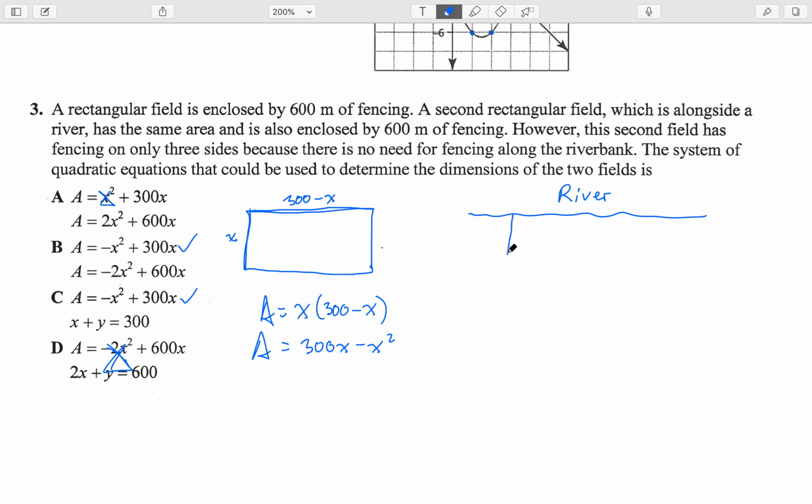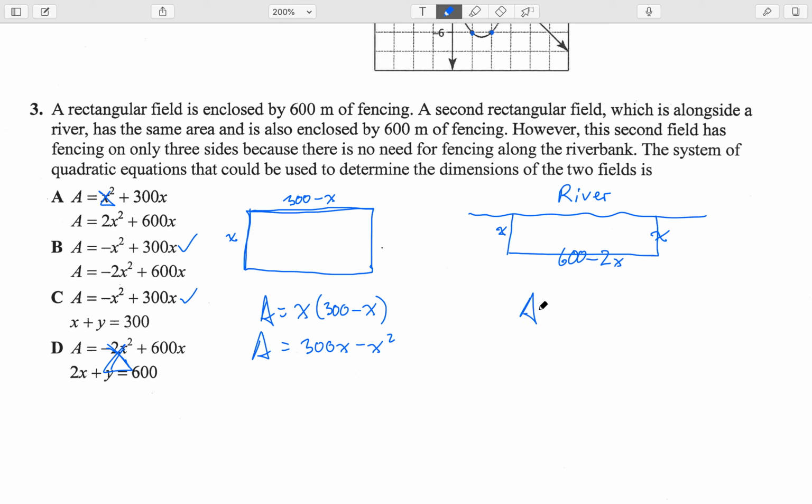And I've got a rectangle here, which means it only has 3 sides. It's also enclosed by 600 meters. If I call this x, I don't know if this is the same x or a different x, they're using x's again. But if I use this as x and x, I know that this is going to be 600 minus 2 x's. Yeah, because if I go 600 minus this, I'll get that.